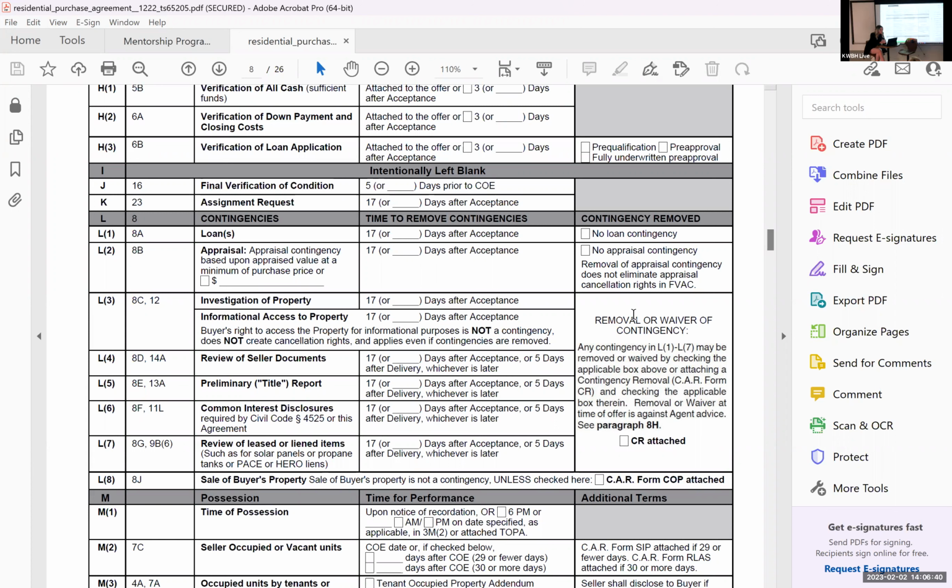All right, so I'm going to stop there at L3, investigation of property and informational access to property. And we will continue on Wednesday at 11 a.m. next week at review of seller documents. All right, if you didn't do your homework, please read the residential purchase agreement before you come back to part 2. Please write down any questions that you have. And if you are comfortable enough after you take part 2, go to your mentor and write a practice RPA, having your mentor pretend they're the buyer.